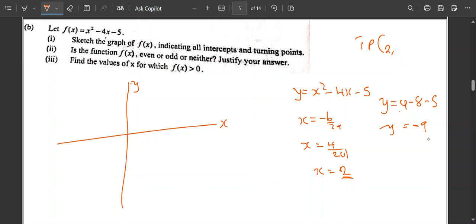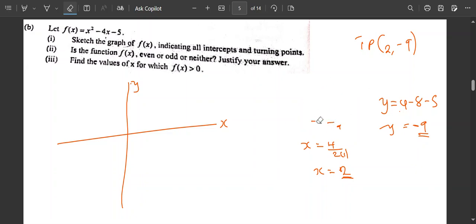Negative 1 minus 8, that will be negative 9. So those are our turning points. After finding the turning points, now we need to find the intercept. By intercept, we just solve this quadratic equation and find the x-intercept, where it is crossing the x-axis. So how do we find those intercepts?